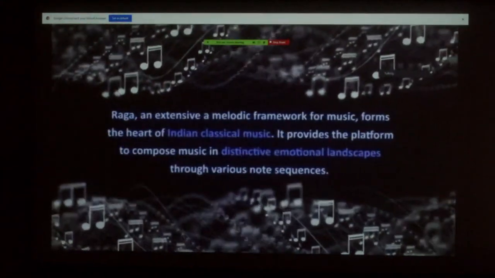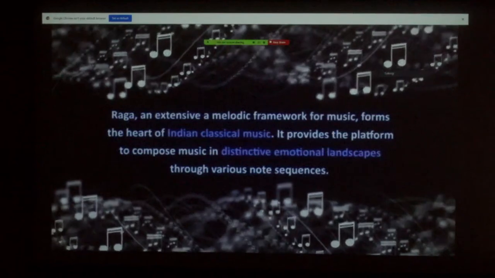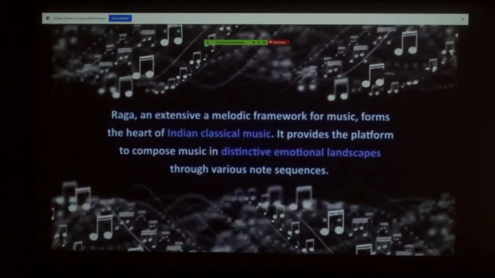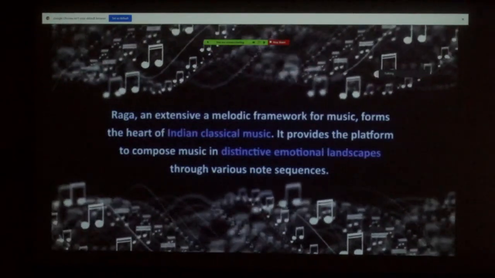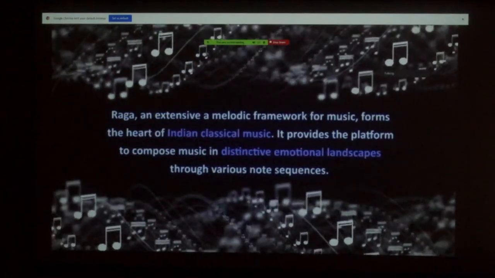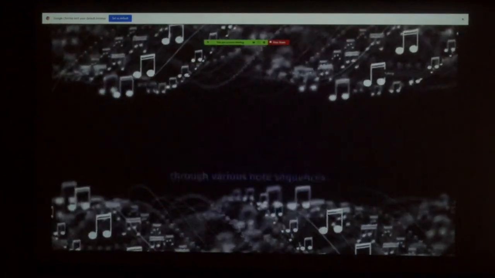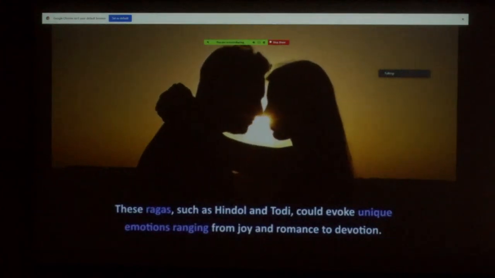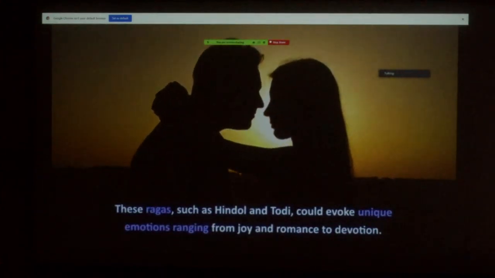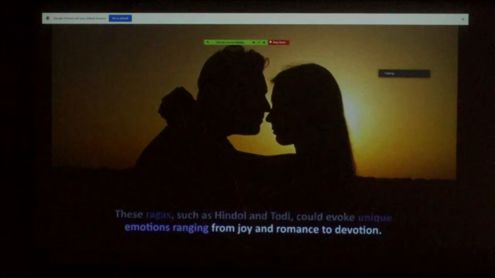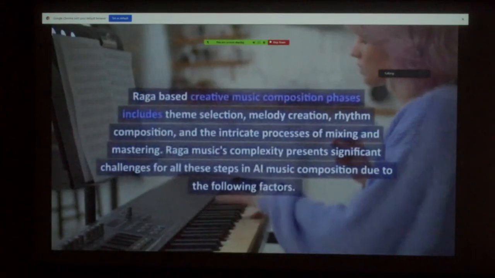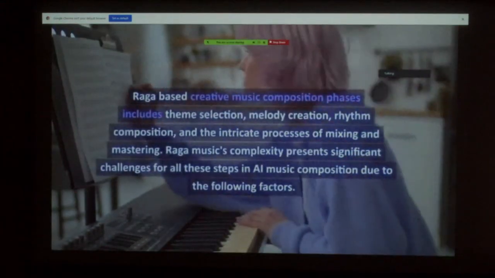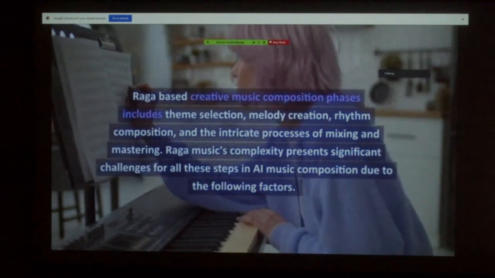Raga, an extensive and melodic framework for music, forms the heart of Indian classical music. It provides the platform to compose music in distinctive emotional landscapes through various note sequences. These ragas could evoke unique emotions ranging from joy and romance to devotion. Raga-based creative music composition phases include theme selection, melody creation, rhythm composition, and the intricate processes of mixing and mastering.